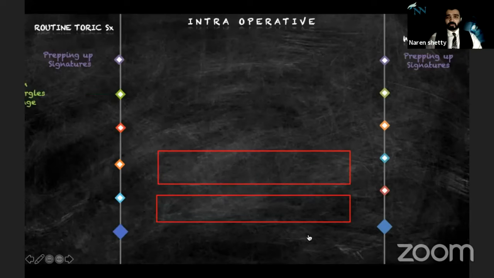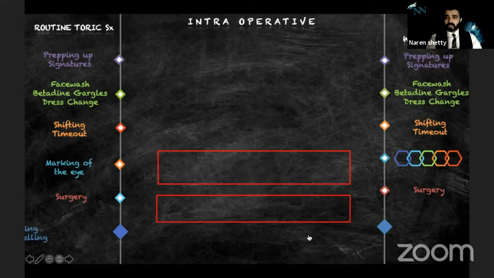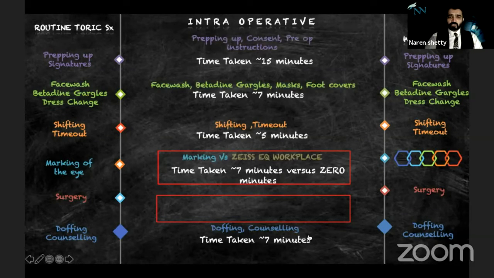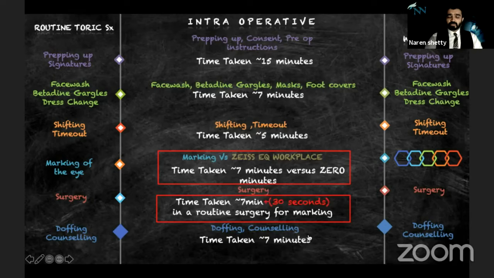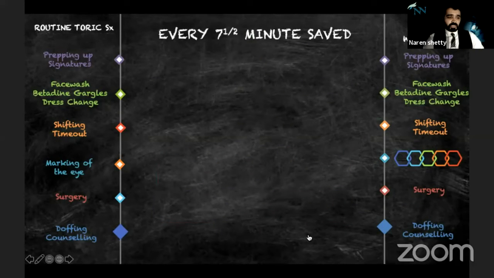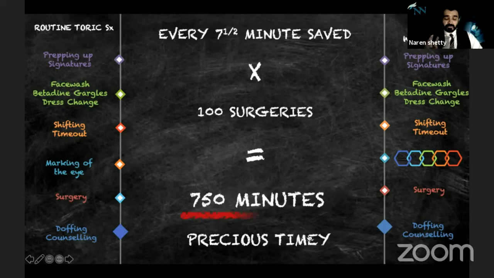Now, this is how the intraoperative flow normally goes, before and after the EQ Workplace. Most of it is common, but there are two places where we save time, and we save about 7.5 minutes in the OR for each patient. Normally, we operate about 100 to 150 surgeries per day. That means we have saved about 750 minutes, which is very significant. And the same scenario is in the OR also.